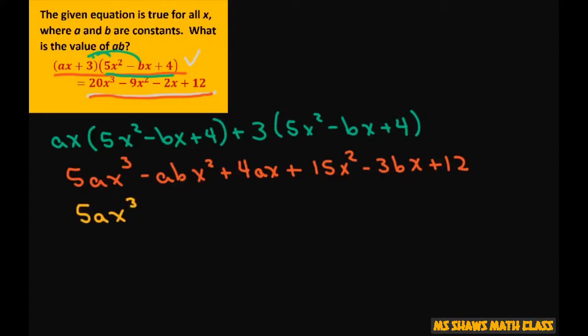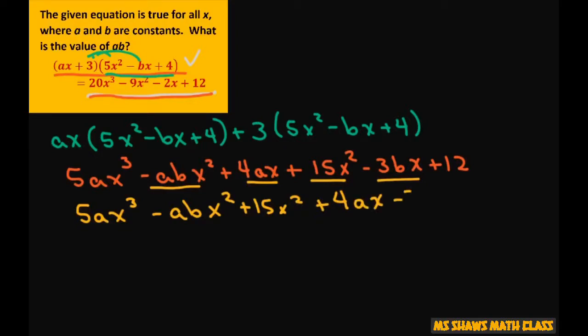All right. We have two terms with x squared, so let's group those together. We have two terms with the x, so let's group those together. And only one constant, so that's the 12. And that's great because the 12 matches up. Now what we're going to do is we want to set it looking like this.